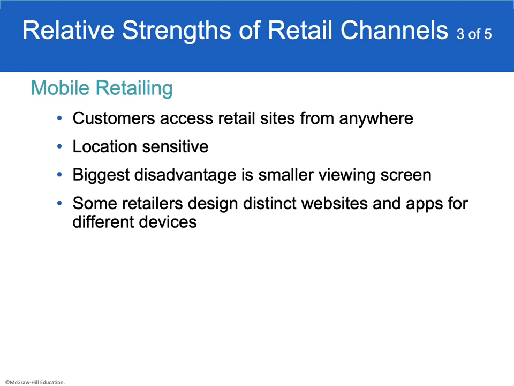One of the biggest disadvantages of mobile retailing is the smaller viewing screen. Some people actually don't like that. The screen is very small, that is why they are not able to see all the products or to compare between all the products. But at the same time, some retailers design distinct websites and apps for different devices. So you will find some retailers have, for example, one app for mobile and another for the website. He is talking here about the interface and how it will be attractive, how it will make it more friendly for the consumer to use. So he is talking about the interface and about the interaction between the people and the smartphone. Okay.